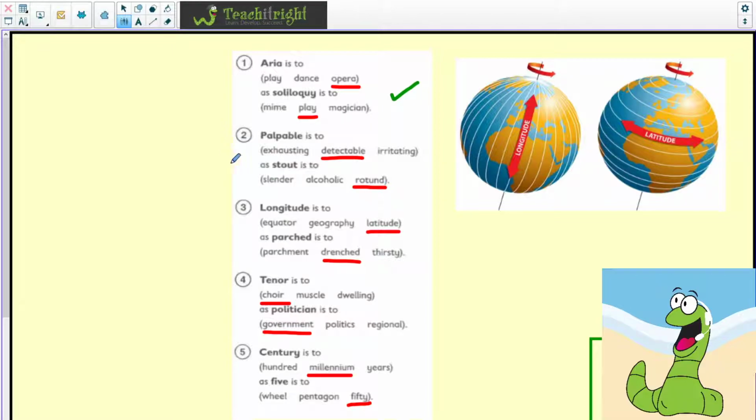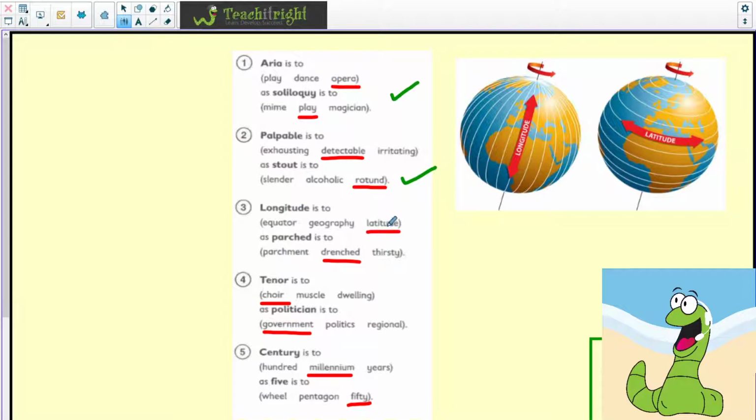That was quite tricky. Number 2, palpable is to detectable. So what we're looking at here is synonyms. I'm just going to make sure that I find the right page in my book as well, so we can go through these. So we've got palpable and detectable, stout and rotund. So stout can mean sort of strong, and rotund can mean strong as well. So palpable is to detectable, as stout is to rotund.